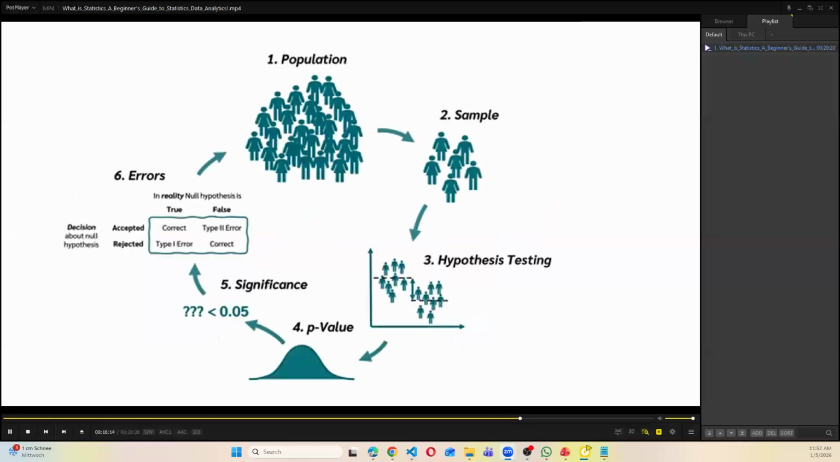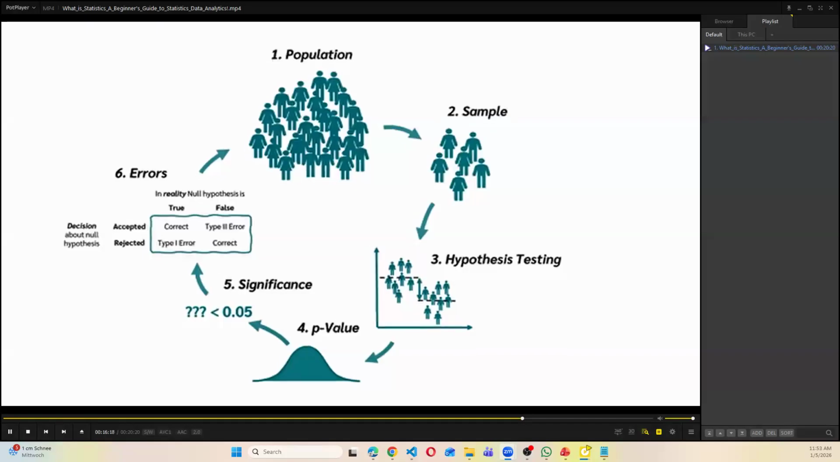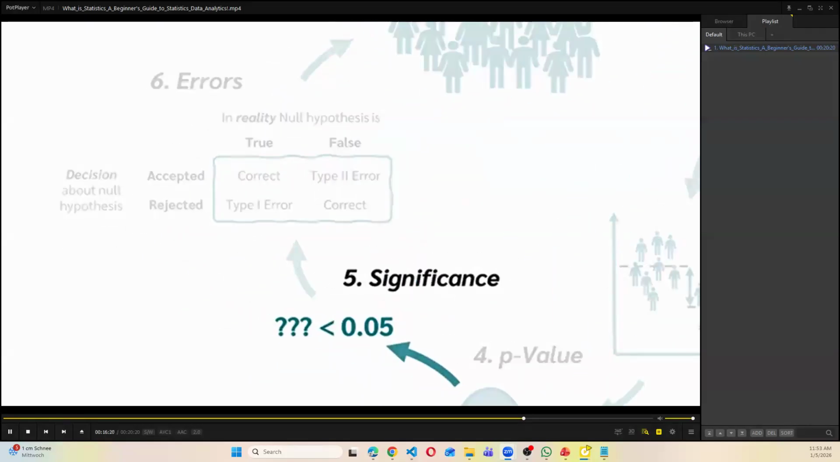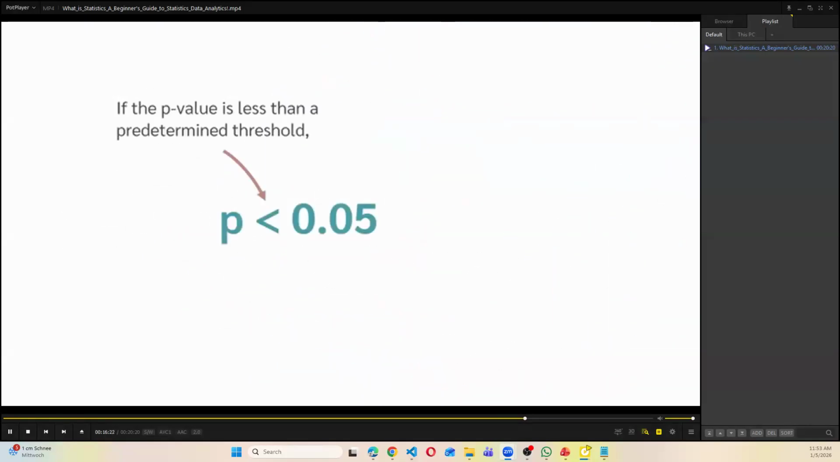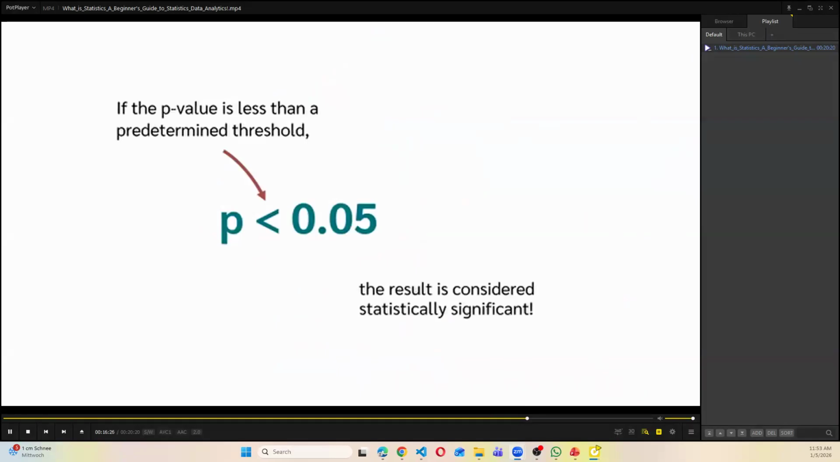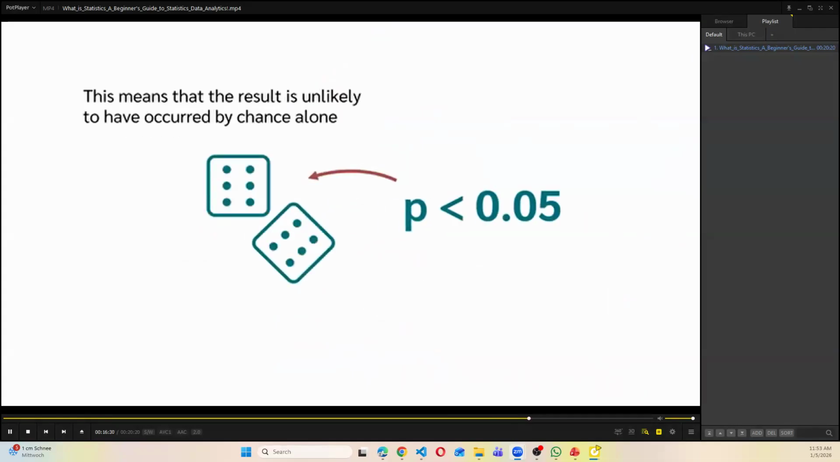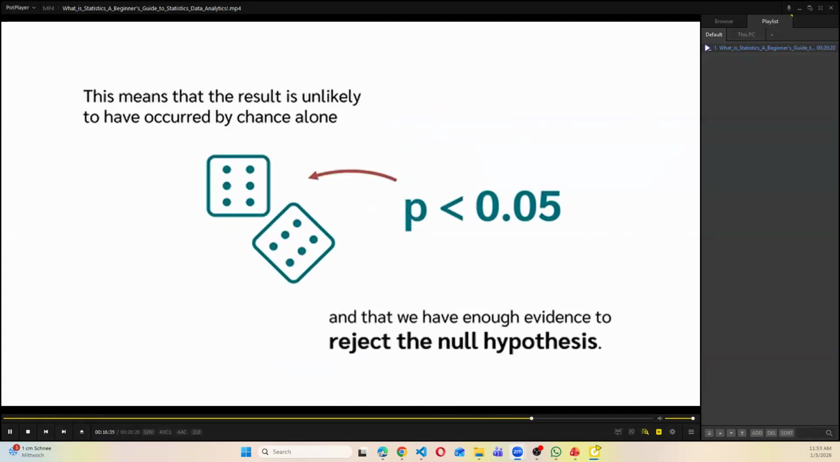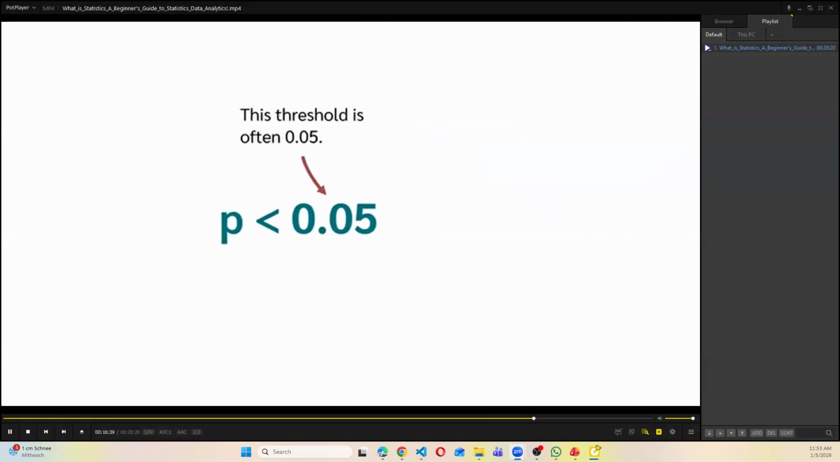But at what point is the p-value small enough for us to reject the null hypothesis? This brings us to the next point, statistical significance. If the p-value is less than a predetermined threshold, the result is considered statistically significant. This means that the result is unlikely to have occurred by chance alone, and that we have enough evidence to reject the null hypothesis. This threshold is often 0.05.